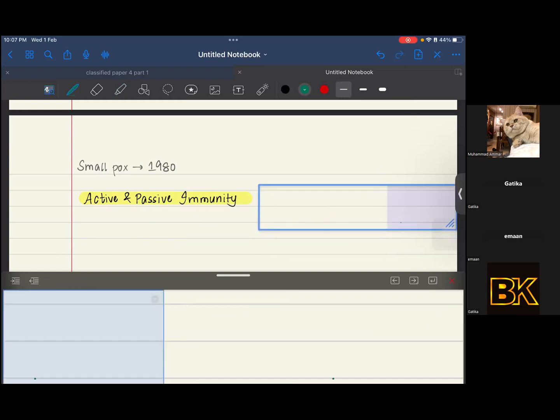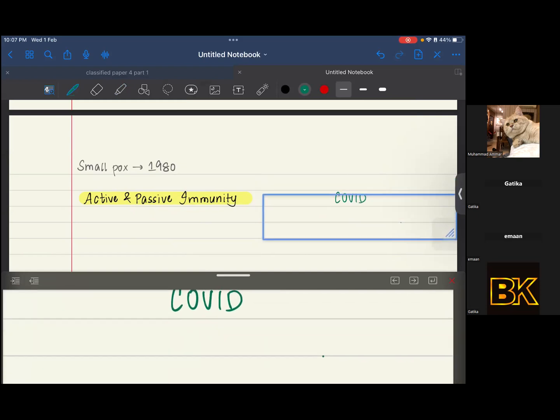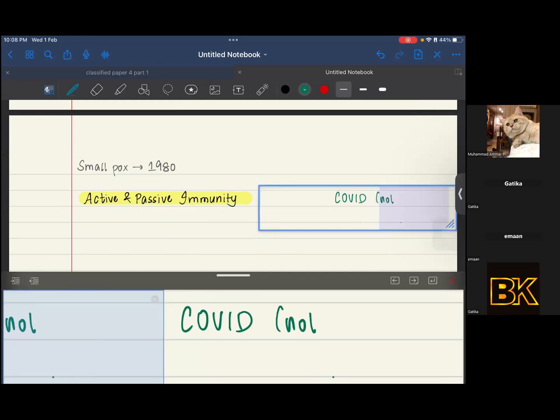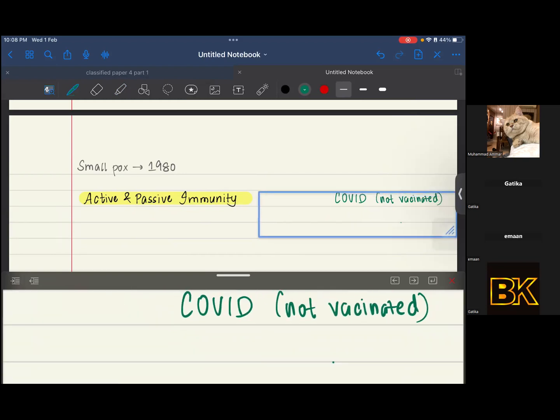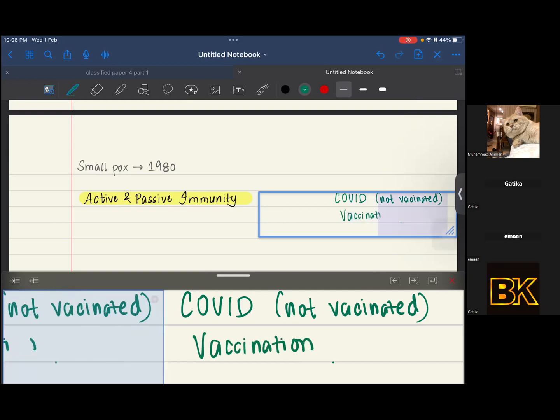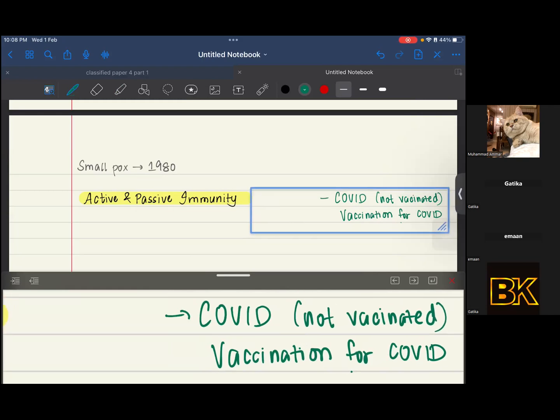One scenario is that I've got COVID in my body, the real version of COVID. I was infected with it and I was not vaccinated, so it was basically my first encounter with it. In the second scenario, I was not infected, but I had the vaccination for COVID. These are two different scenarios, and we will look at them differently.